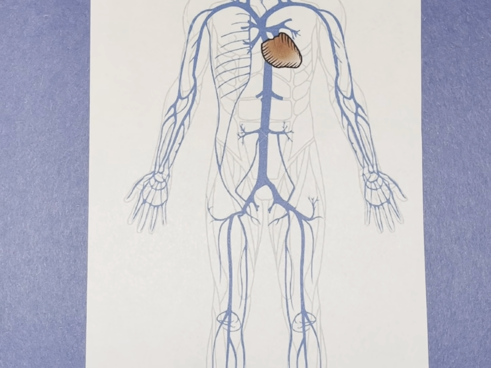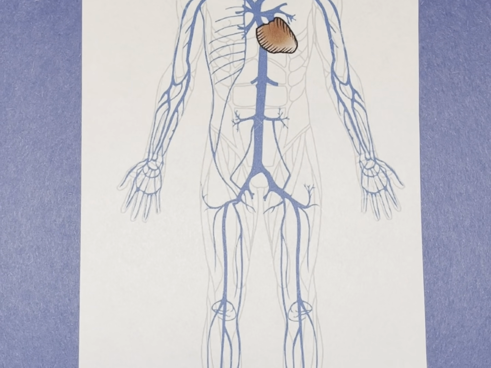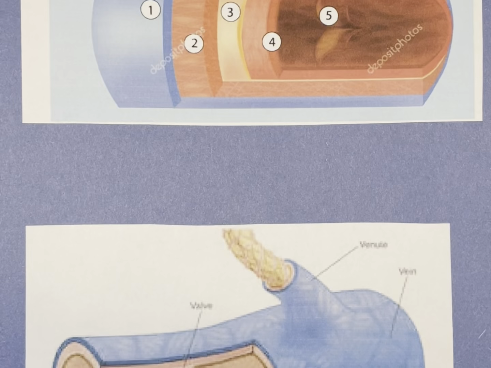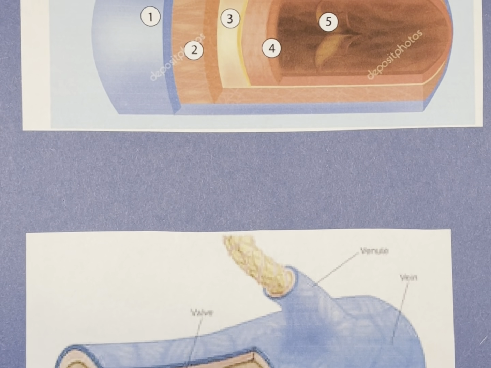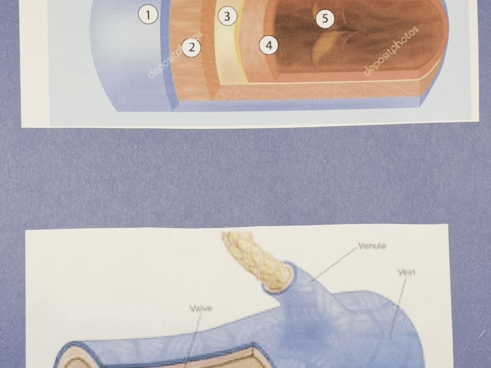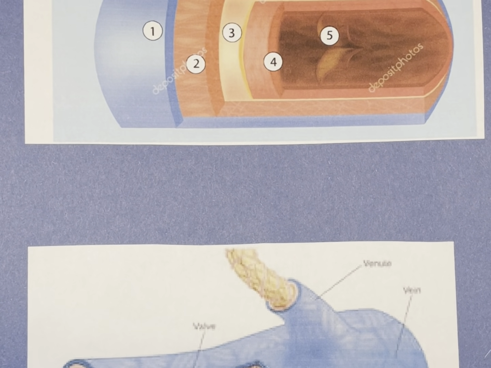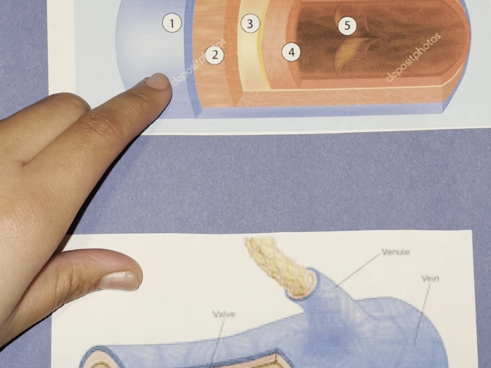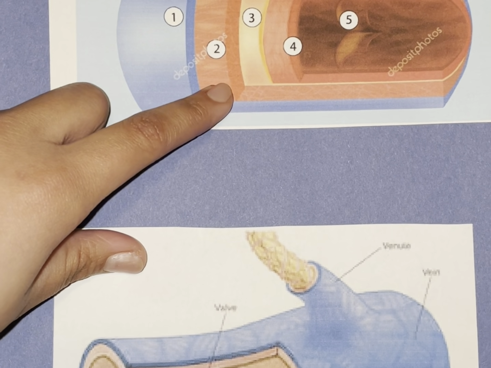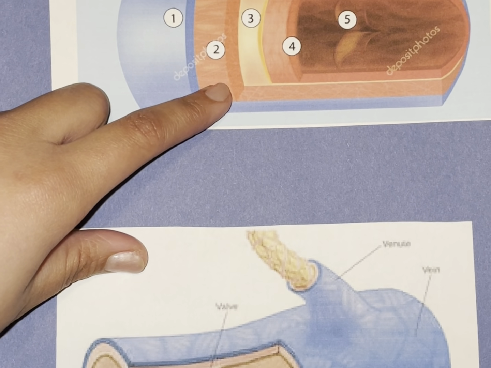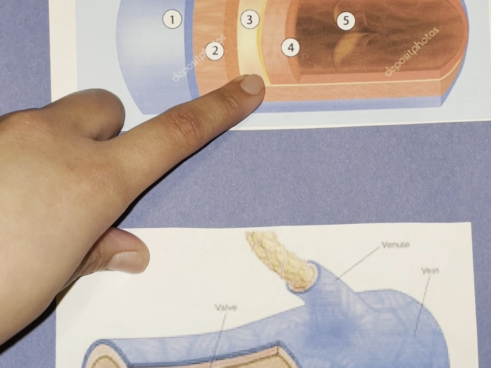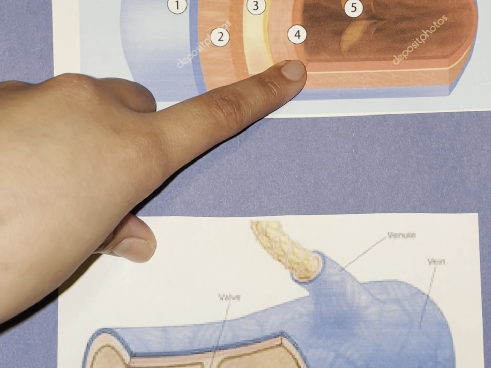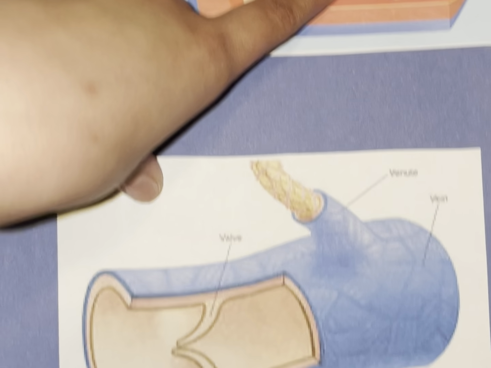Here's a picture of our veins that are throughout our body. Veins carry CO2 from our body parts back to our heart. These next pictures show what veins consist of. So the outermost, number 1, is the outer coat. Number 2 is smooth muscle or elastic fibers. 3 is our basement membrane. 4 is the endothelium. And 5 is a valve.